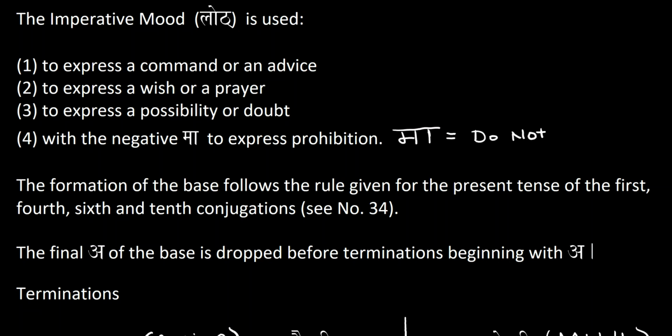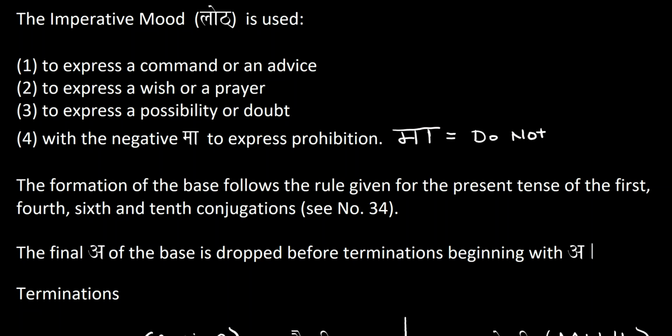And in this lesson, we are going to learn about a different type of conjugation called the imperative mood. And in Sanskrit, that is pronounced as lot. The imperative mood is used in four conditions. So number one, to express a command or an advice. So go over there, go over here, do this. Go to work, go to school. That would be an example.